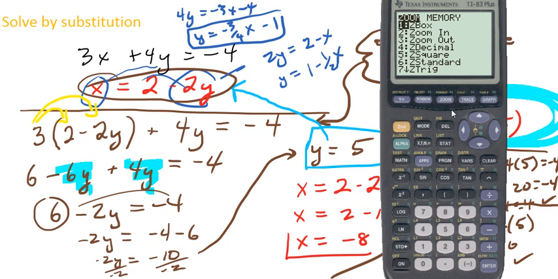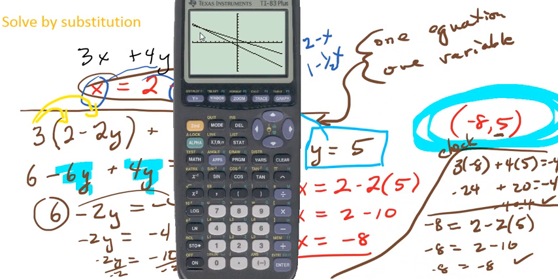Okay, let's do zoom 6 to get a standard window and see if we can see the, oh, look at that. So here's the solution over here. Looks like it's going to cross over here. Does that look like it could be -8, +5? Could be. How do we check that? Really quickly: second function, trace, gets you the calculate menu. Go to number 5, intersect.